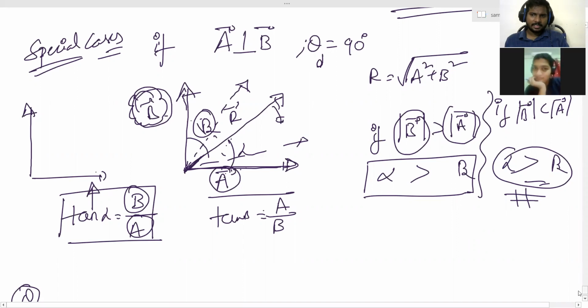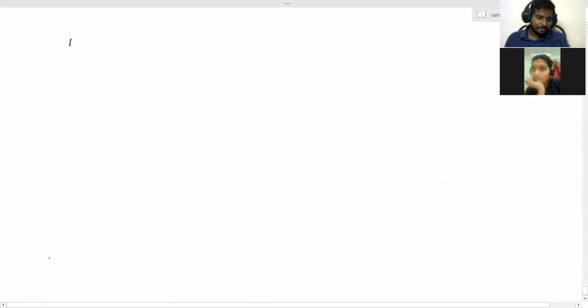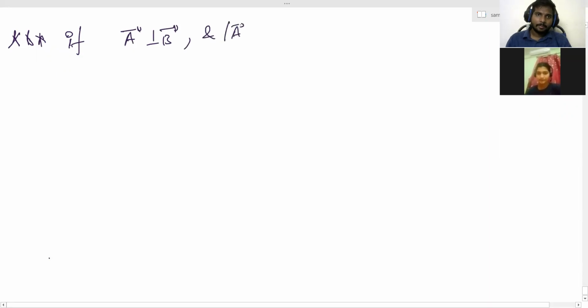Now, the condition is, special cases. All these are to make things simple from the same formula, and this should be useful for you in your problems. If vector A is perpendicular to vector B, and the magnitude of vector A is equal to the magnitude of vector B, then what is the magnitude of the resultant?